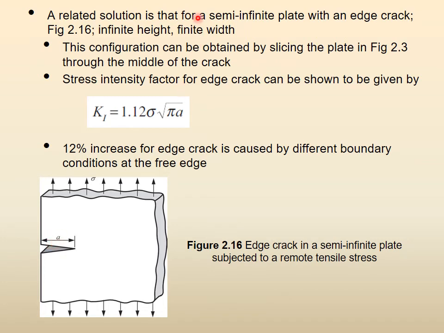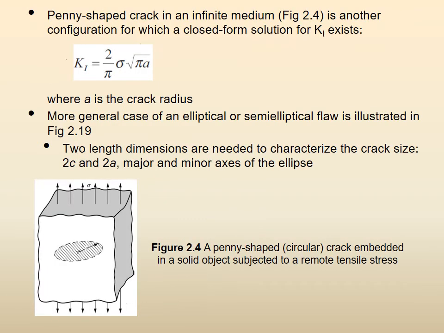So if you move from an infinite plate to a semi-infinite plate, then 12% higher. That was 1, this is 1.12, 12% higher stress intensity is there because of the finite size. Understand, it is half finite, right? That was totally infinite, this is half infinite.